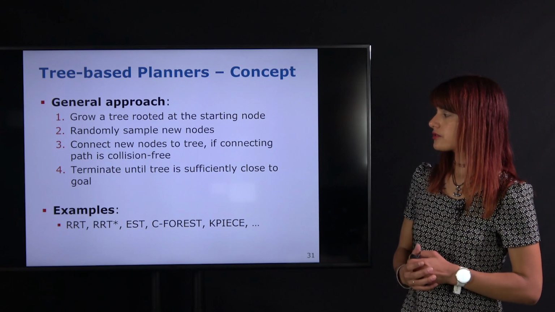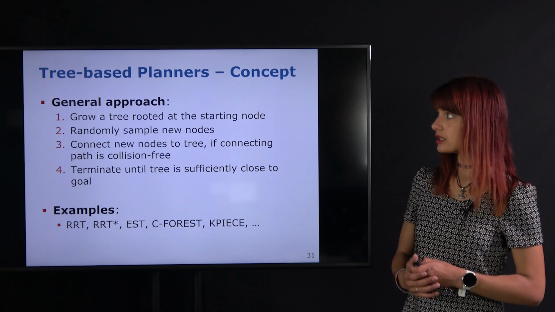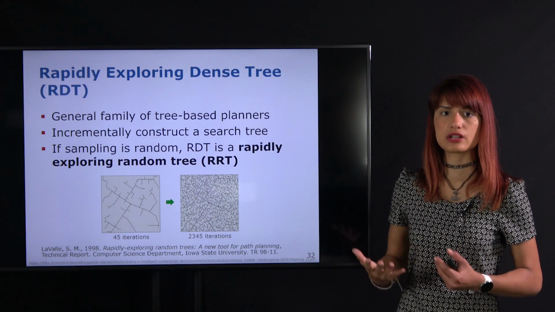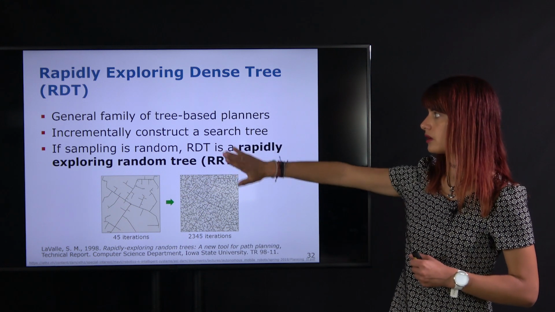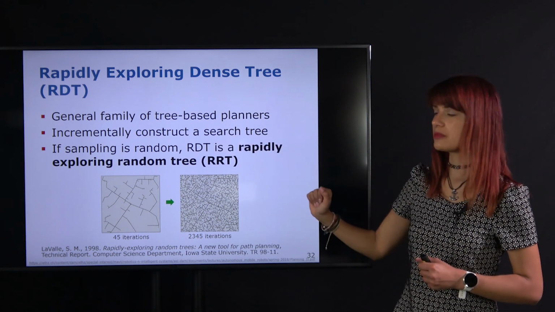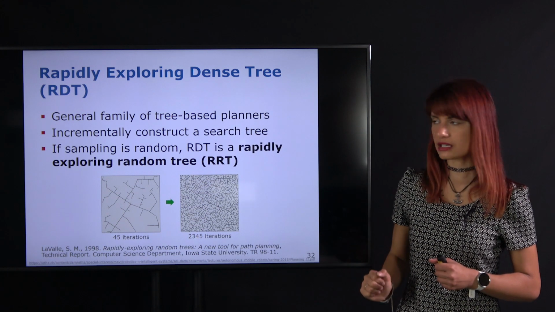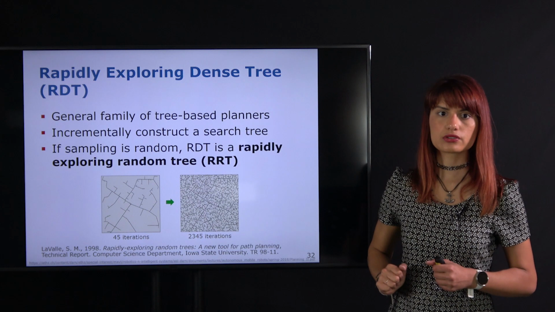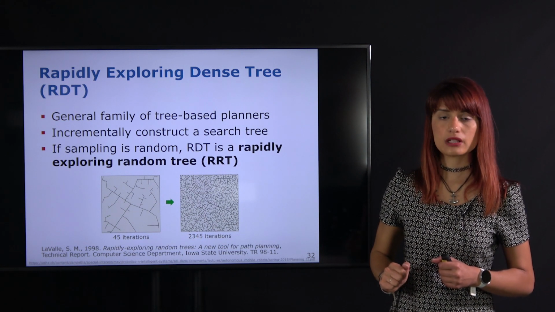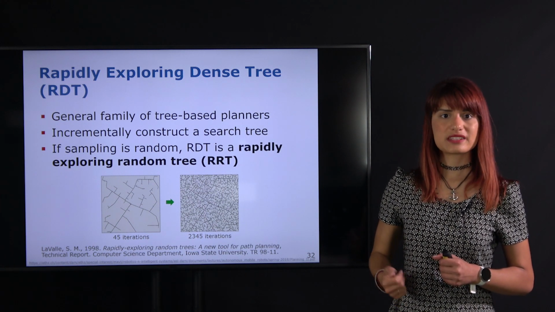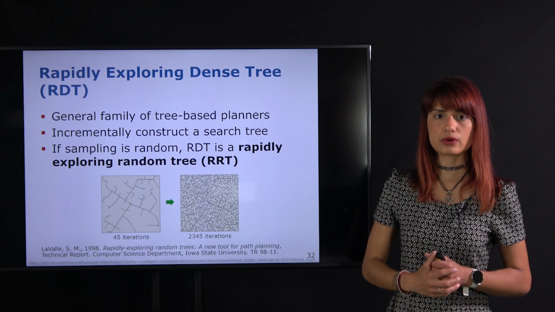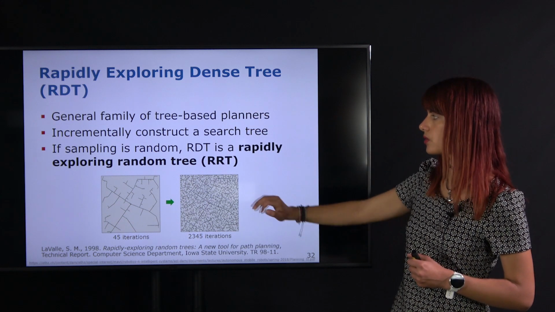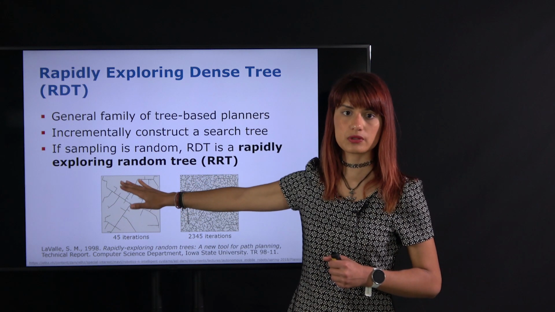The category of tree-based planners that we focus on here is called the rapidly exploring dense tree. This is a general family of planners that operate based on the principles on the previous slide. So there is a tree that's incrementally being constructed from the start to the goal. And if the sequence in which we do the sampling in this procedure is random, then the rapidly exploring dense tree is also called the rapidly exploring random tree, or RRT.